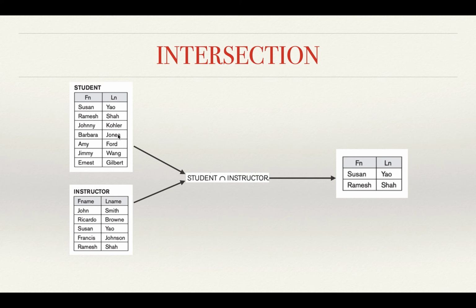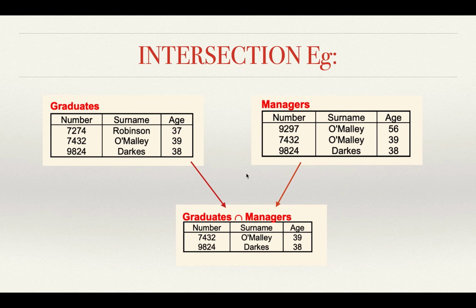Intersection, the next operation: the tuples that are common to both relations will be the output. Here you can see Susan Yao and Ramesh Shah are common. That means they have both roles, as a student as well as an instructor. In the next example, for graduates and managers, you can see 7432 and 9824 are common in both the relations. So that will be the output of intersection.